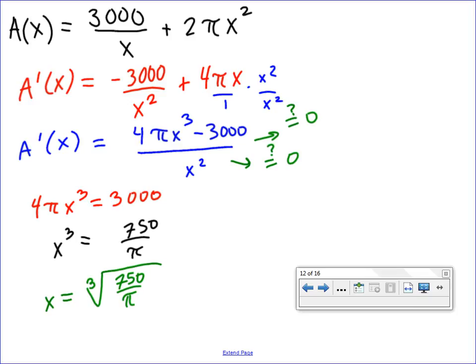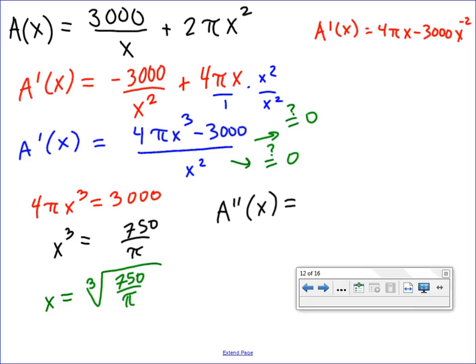A double prime of x equals. What rule will I use to find A double prime? Well, I'm going to use the power rule, and the derivative of a constant function. I'll just rewrite the current A prime to make it easy: it was 4 pi x minus 3,000 x to the negative 2. Is that my current A prime? I can use the power rule to differentiate each of these, and it's pretty simple.